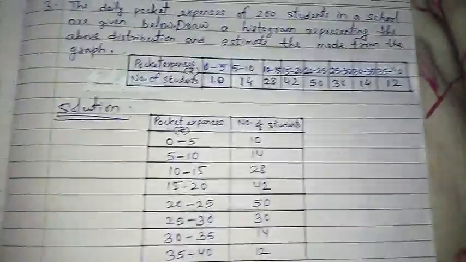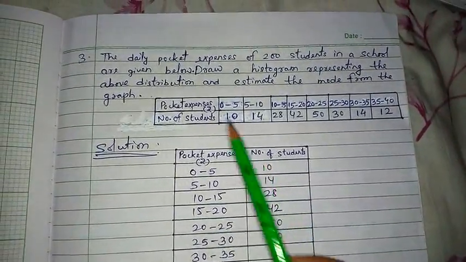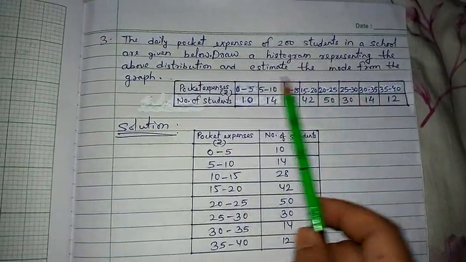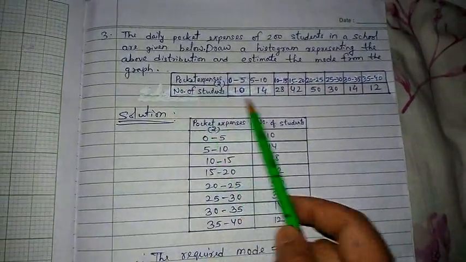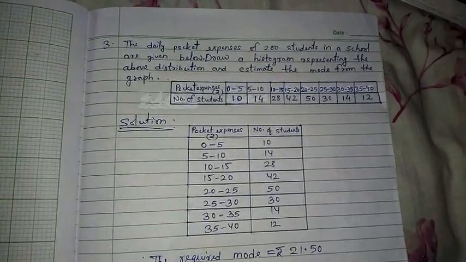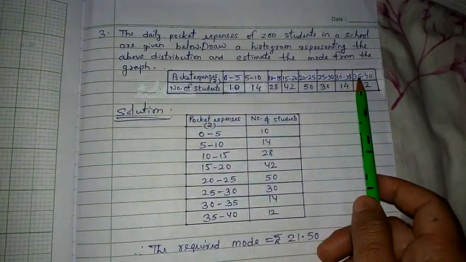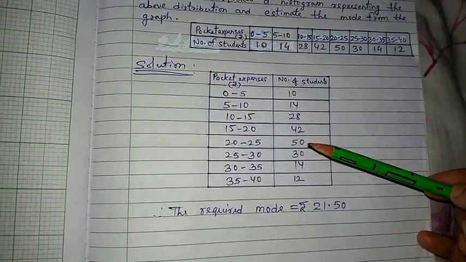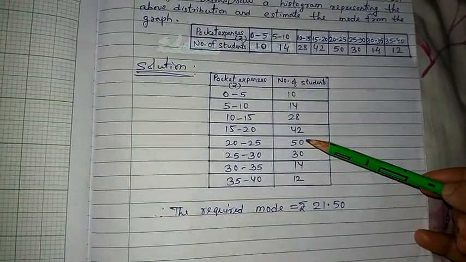One more question, just in brief I will tell you. This is the question: to draw a histogram, and you have to find the mode as it is written in the question. You just see, I have made the horizontal question vertical. So here what is the highest value? Check it out. I think the highest value is 50.